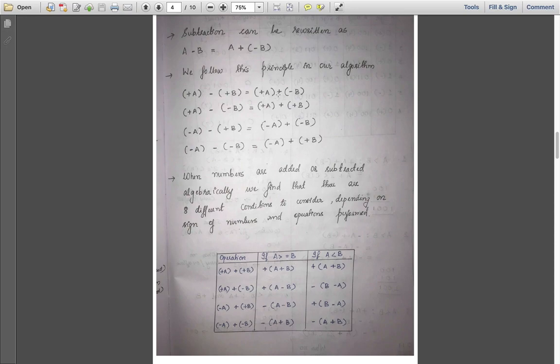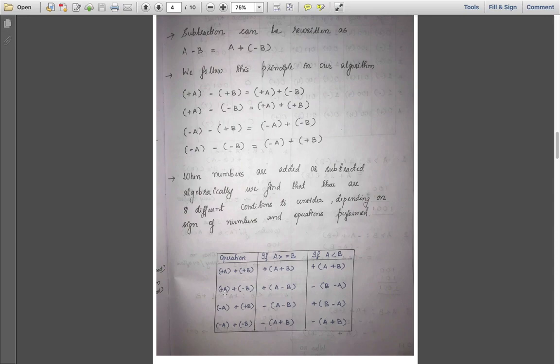So let's take the first consideration, that is when A plus B. The first case here is both A and B are positive. In the second case, A plus of B, if A is greater than or equal to B, then you can just do A plus B and give a positive sign for that. Now if A is less than B also, you can do the same. You can do A plus B and give a positive sign.